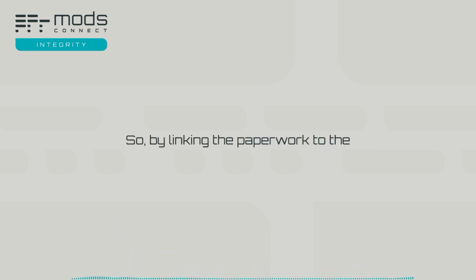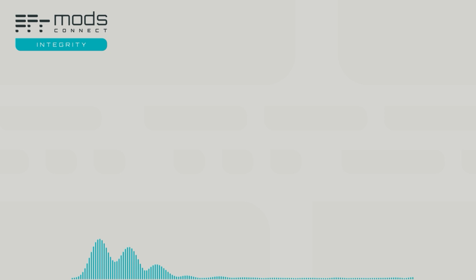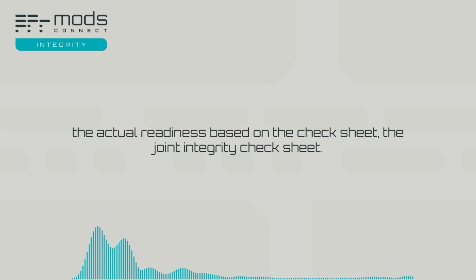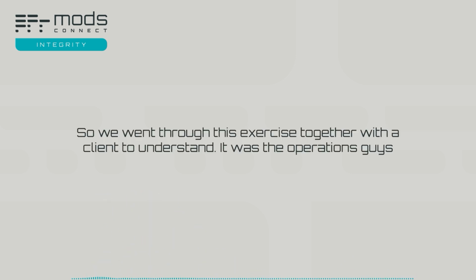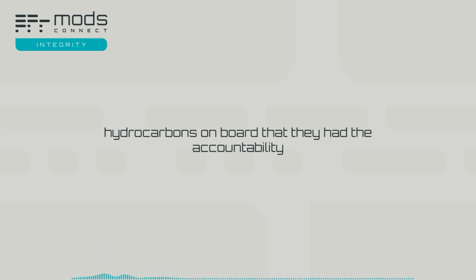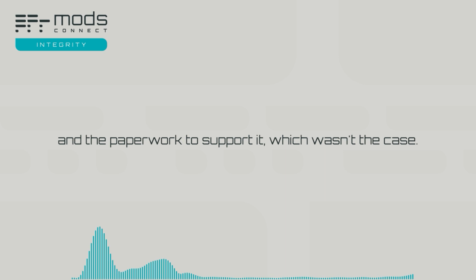So by linking the paperwork to the credibility of the actual joint, we were color coding the joints based on the actual readiness, based on the check sheet, the joint integrity check sheet. So we went through this exercise together with the client to understand. It was the operations guys that asked us. They wanted full assurance that when they did take hydrocarbons on board, that they had the accountability and the paperwork to support it, but which wasn't the case.